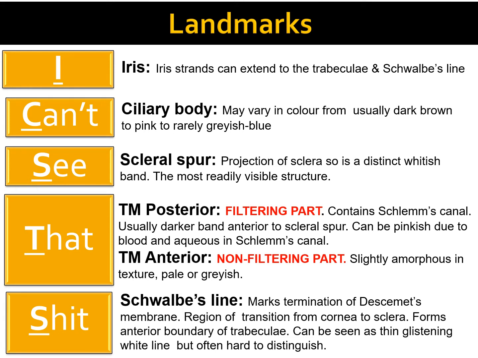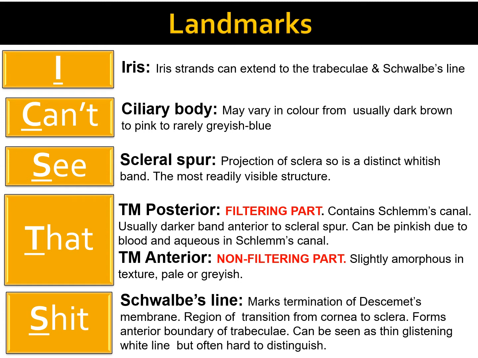So the landmarks. Now, this is how I learnt it, how I was taught it. I think it does resonate. I was taught this 20 years ago now, and it never leaves me. So iris. Now, iris strands can extend to the trabecular meshwork, but basically, when you're following it in, you're starting at the posterior, so you're looking into the eye, and you're following it back from the iris. So you start at the iris, you're moving along, then you come to the ciliary body, and it may vary in color a little bit, but it's basically pretty dark.